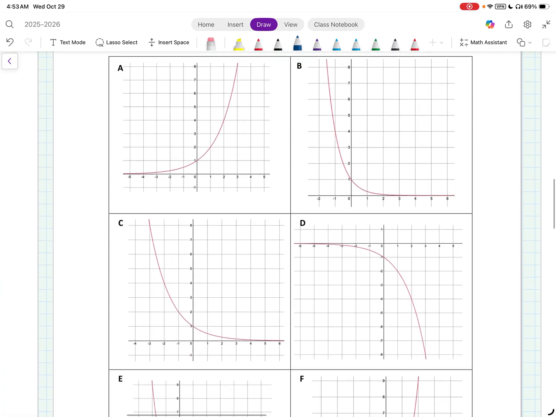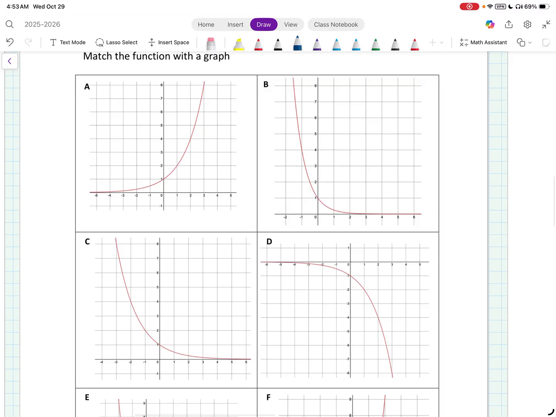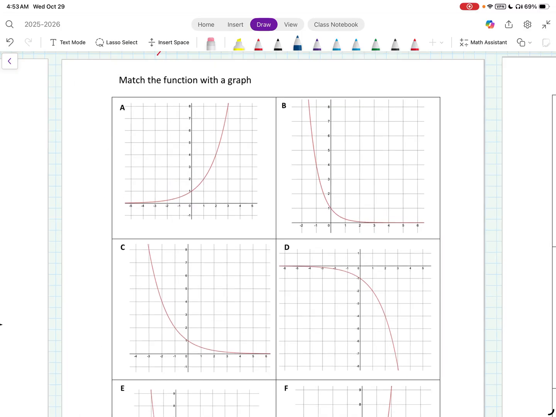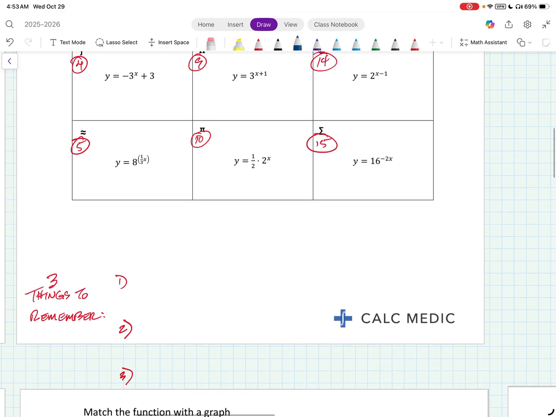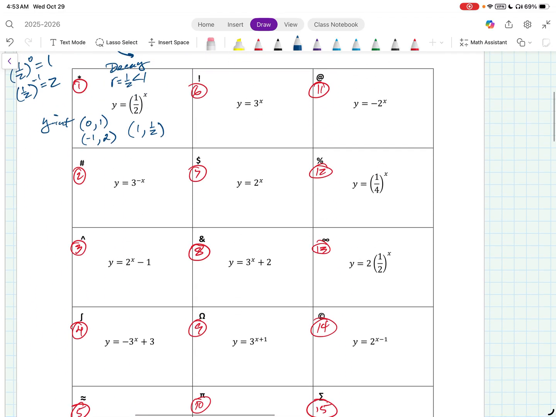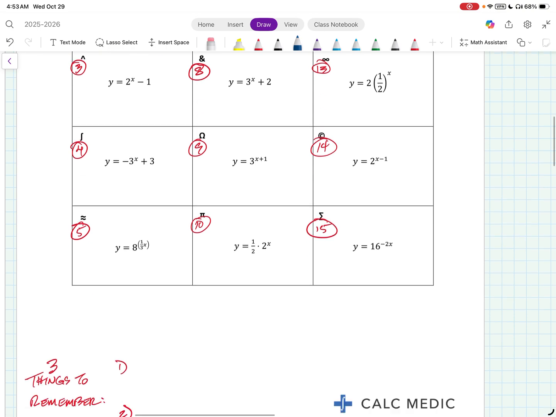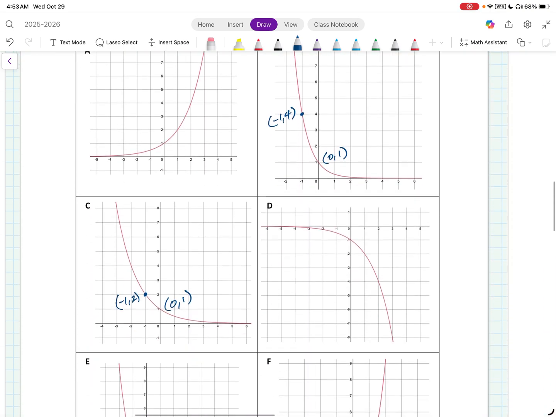Okay, so let me see. B and C both have the same y-intercept. This one's at 0, 1, and this one's also at 0, comma 1. They look similar, but they're slightly different. This graph B here intersects at -1, comma 4, and over here intersects at -1, comma 2. Now, which one do we want? Well, take a look at it. We want it to go through -1, comma 2. So this has got to be graph C.